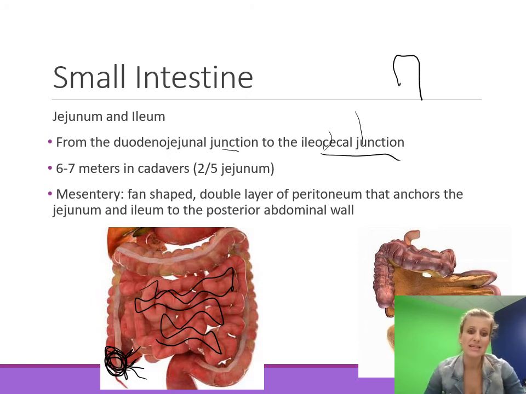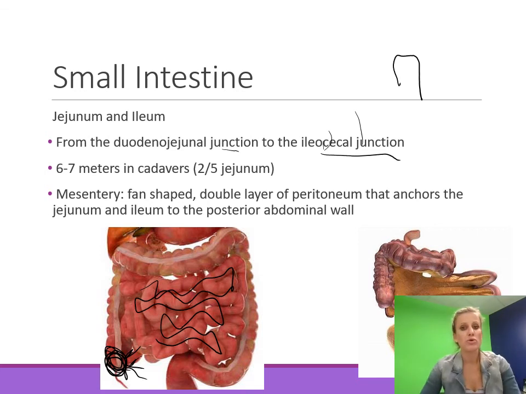The jejunum and ileum are between 6 to 7 meters long in cadavers. In a living person, there's a tonic contraction that's constantly occurring that makes it much shorter as it's folded up in the abdomen. But when completely relaxed and stretched out, it is between 6 and 7 meters long, which is really long. About two-fifths of this length is the jejunum and three-fifths is the ileum. So the ileum is the longest section of the small intestine.